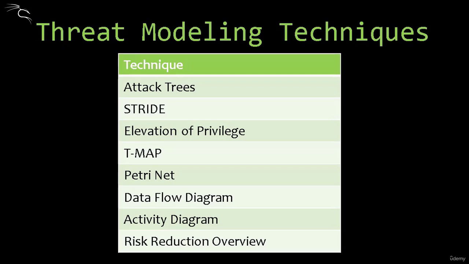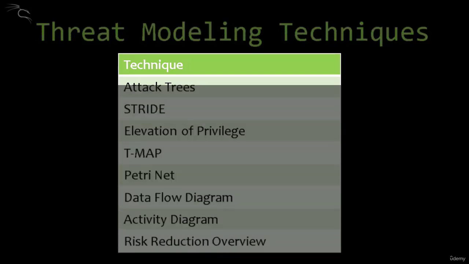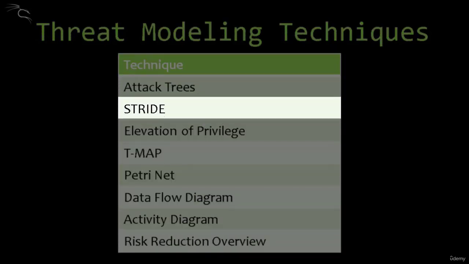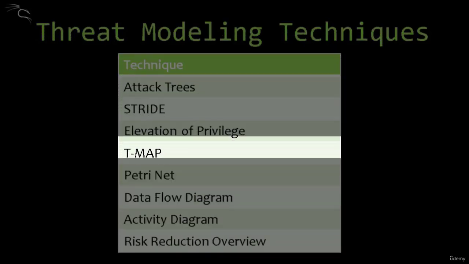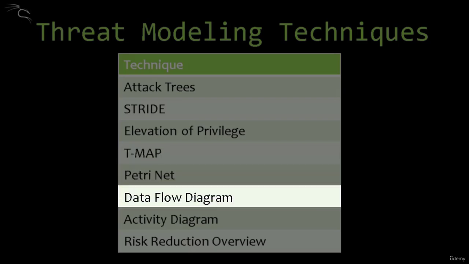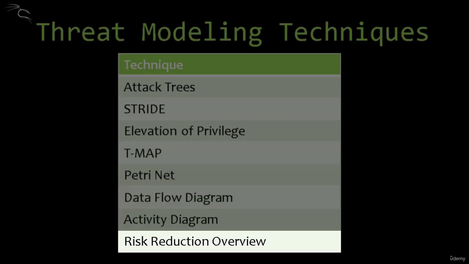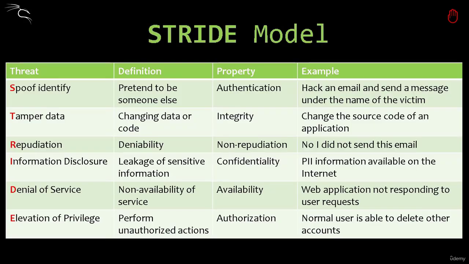Different methods and techniques are used by pen testers, by practitioners, by analysts to understand the variety of information security risks. Some of those structured threat modeling techniques are attack trees, the STRIDE method, elevation of privilege, TMAP, PetriNet, data flow diagram, activity diagram, and risk reduction overview. One of the most famous models is the STRIDE model.